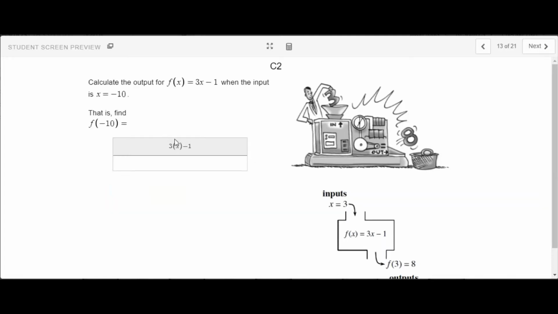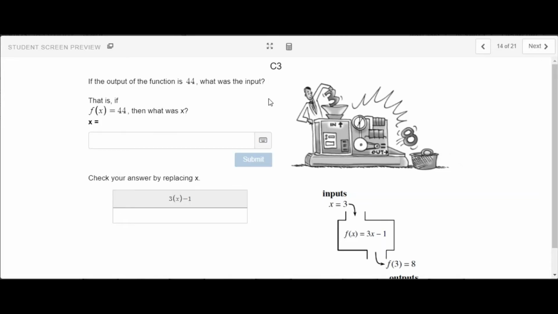So here, we still have the same function, so I'm going to copy and paste that over. But this time, what's going inside the machine is going to be negative 10. So instead of having x here, I'm going to have negative 10 here. So now I can just solve this. 3 times negative 10, positive times a negative, that's going to be negative 30. Then minus 1, right? 30 red tiles, 1 more red tile. Negative 30 minus 1, that's going to be negative 31.